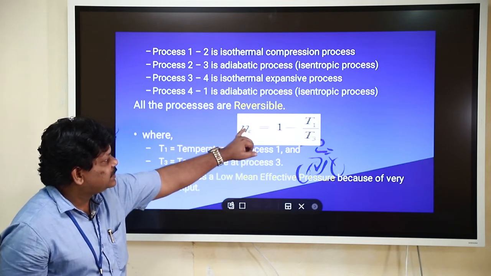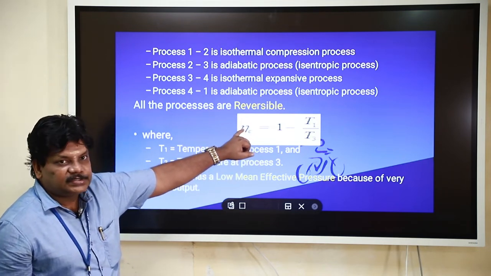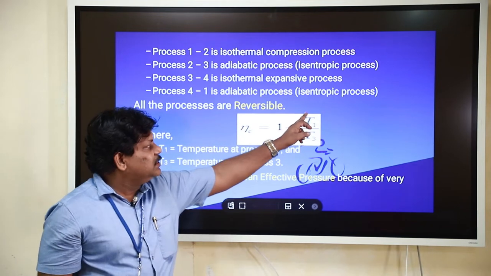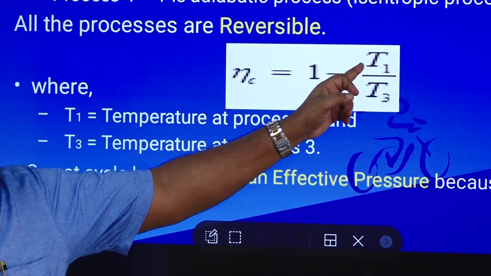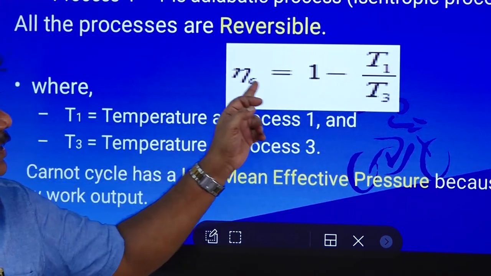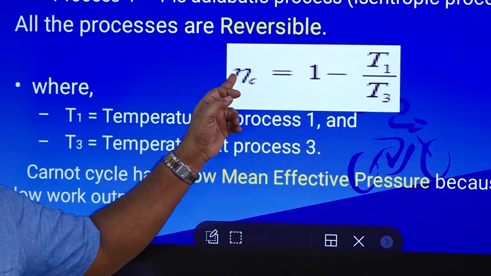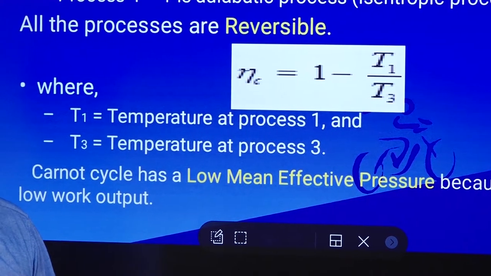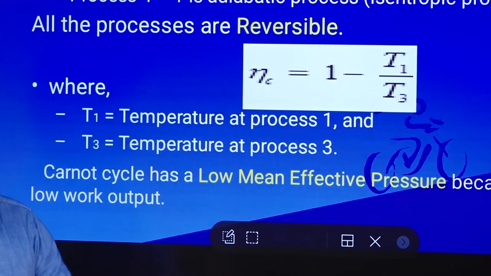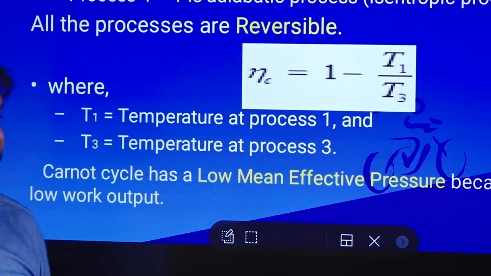Since the efficiency should always be less than 1, this value should always be less than 1. Okay, then only 1 minus that value will come less than 1. So the maximum efficiency is 100%, and the efficiency should always be less than 1.